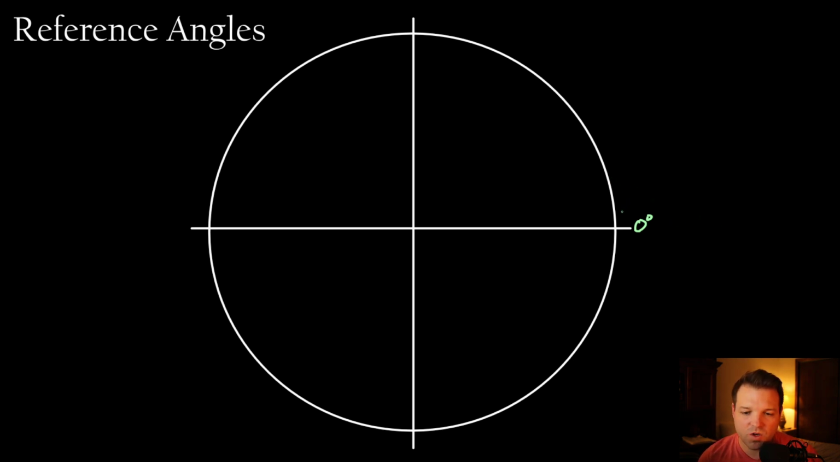Let's say in this example, we're going to start at 0 degrees, and I'm going to move, I don't know, let's say 45 degrees. I start at 0 degrees and move along the circle until I have moved a total of 45 degrees. If I drew my terminal side, it would look something like that, and this angle here would be 45 degrees.